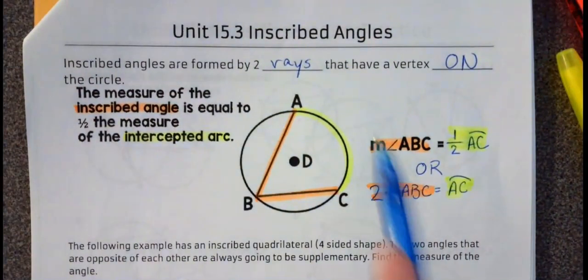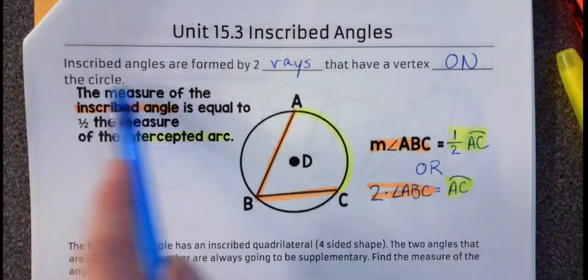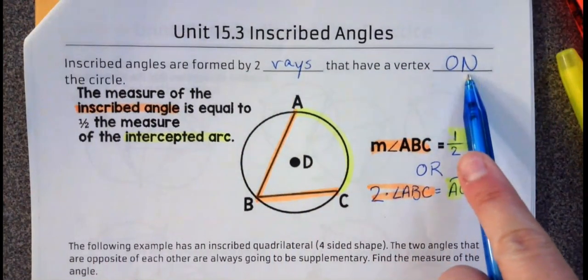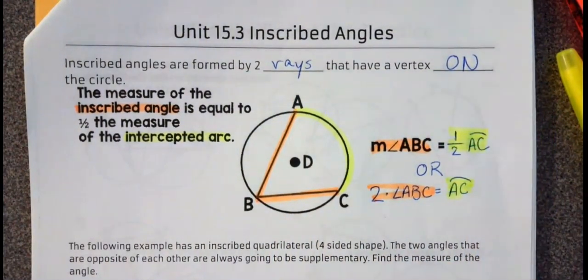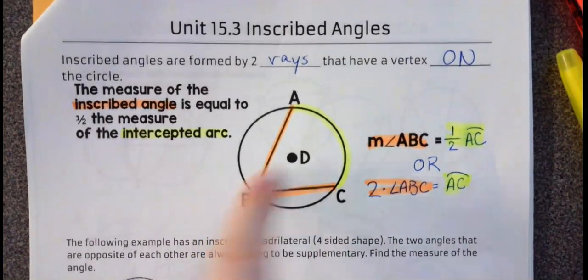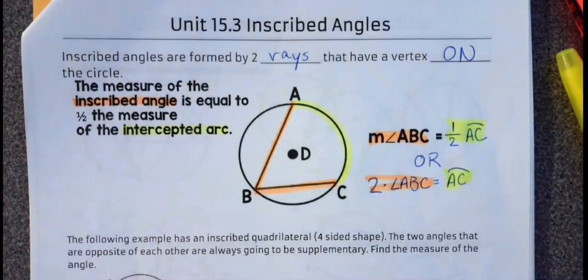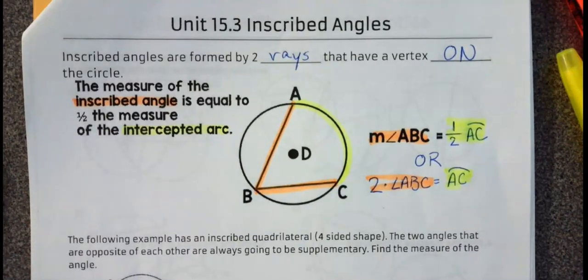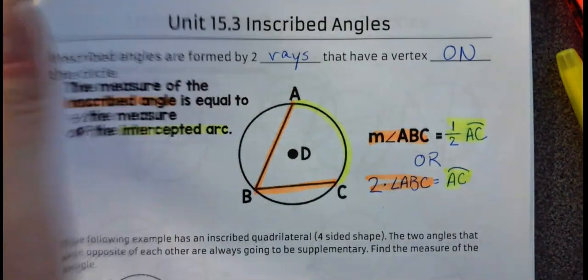All right, so here's what's important. Inscribed angles are formed by two rays that are on the circle. So they touch the side of the circle. So here's my angle. It's angle B. It's on the circle. We talked about central angles a few days ago. And those central angles, you don't have to turn the page, but just to give you a little reminder, these are what central angles look like. They were all in the center of the circle.